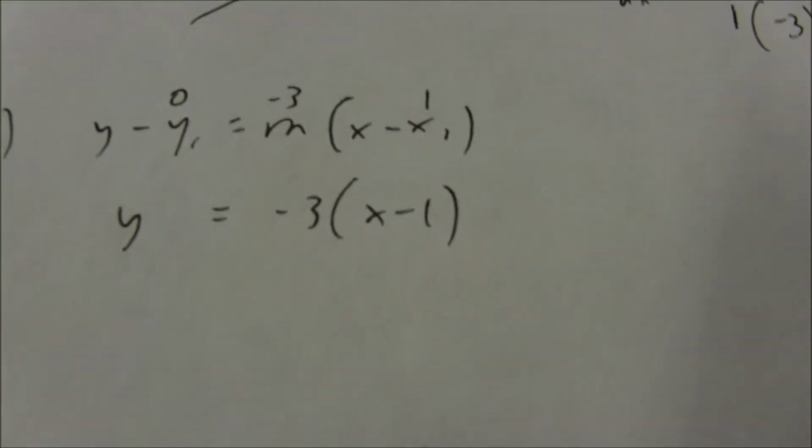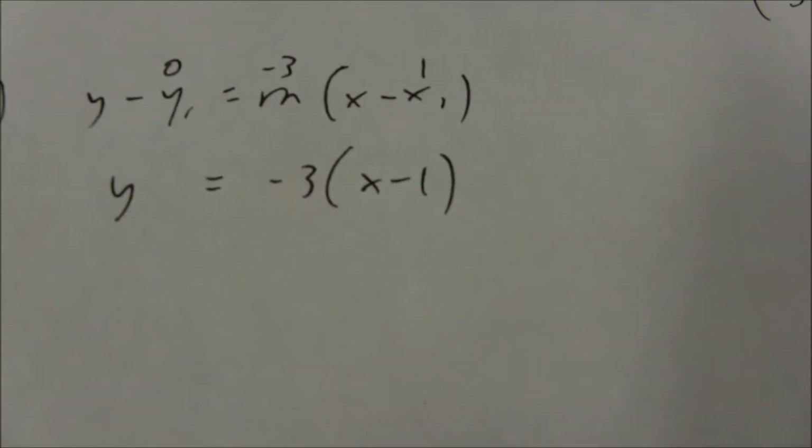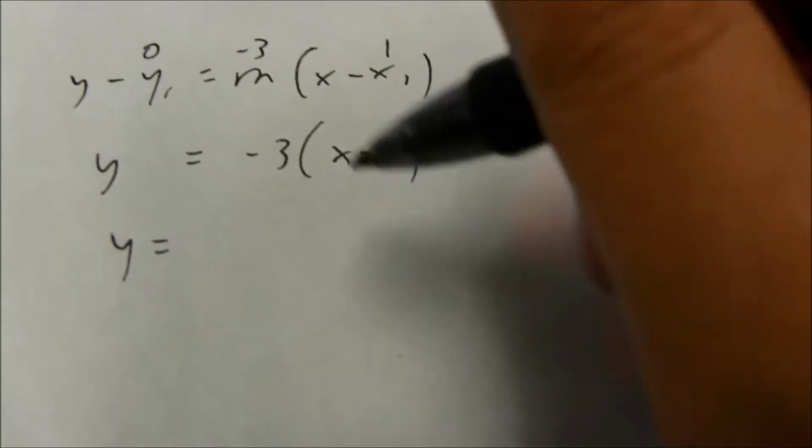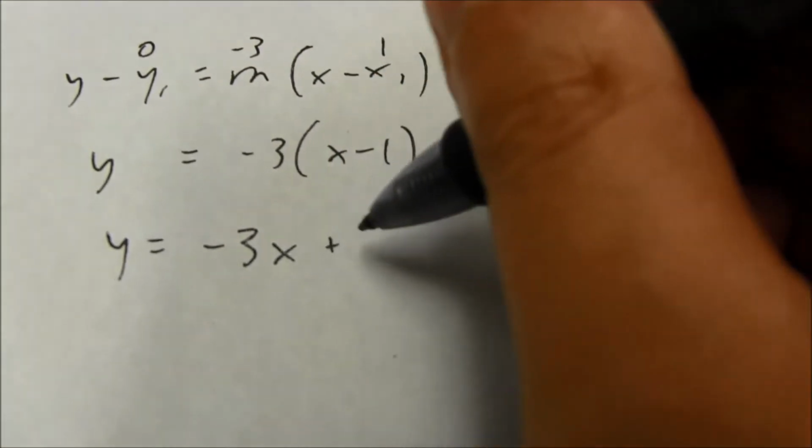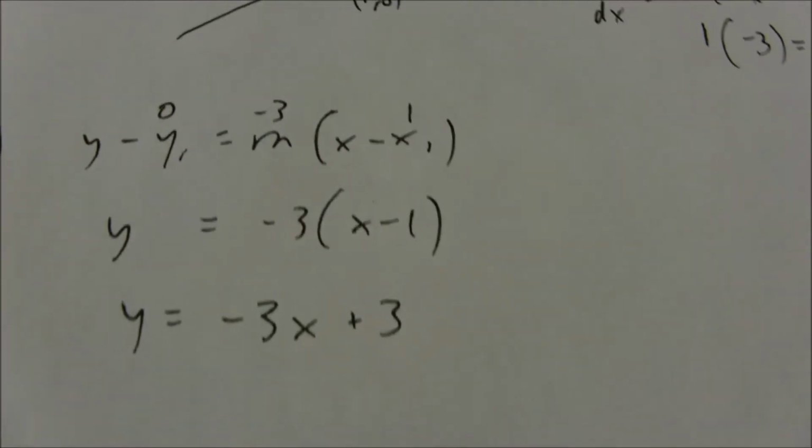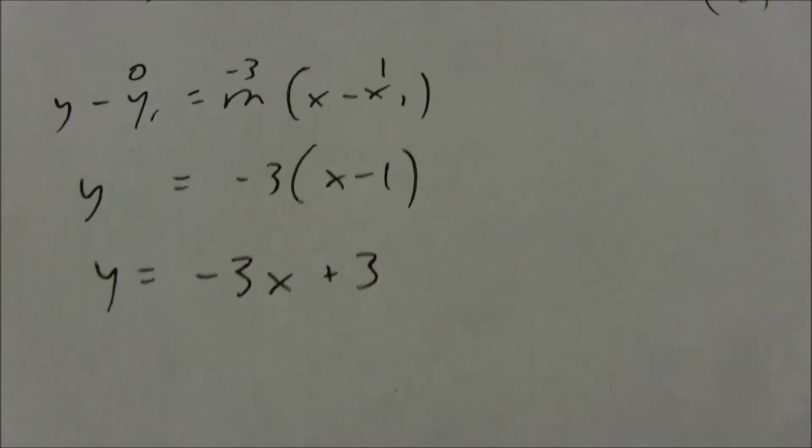And my final equation just becomes y, since I've got the 0 there, equals negative 3 times the quantity x minus 1. Again, you can write that in slope-intercept form if you want, or you can leave it in that form. Because they're going to ask me to make a prediction, I will go ahead and multiply that out. I don't normally do that. And that's negative 3x plus 3 ends up being my equation.